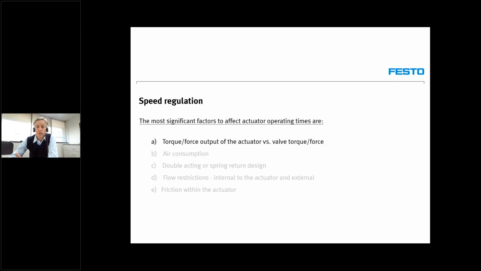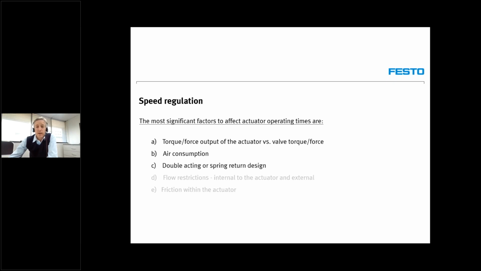Actuators are selected according to the torque and the force curve of the valve, and not the other way around, to ensure that the most economic selection for the actuator is made. Air consumption: for very large actuators, obviously the limiting factor could be the air supply to the actuator. Then double acting or spring return designs.